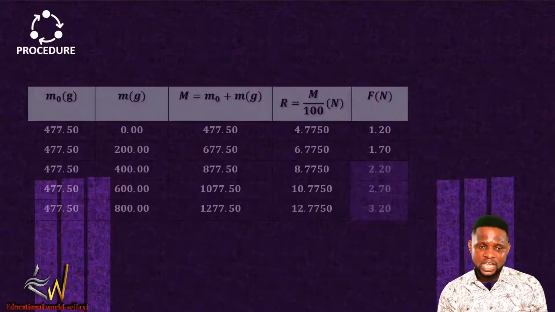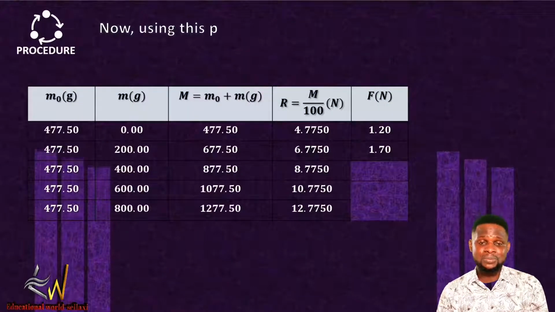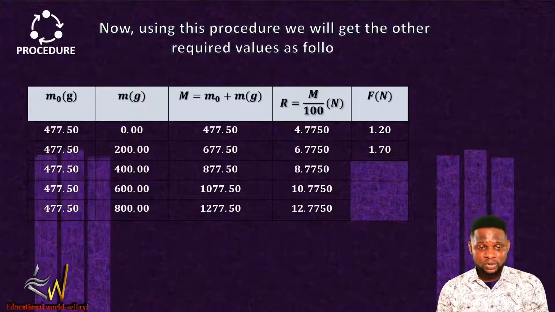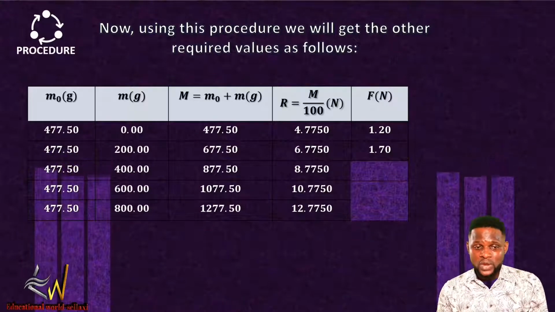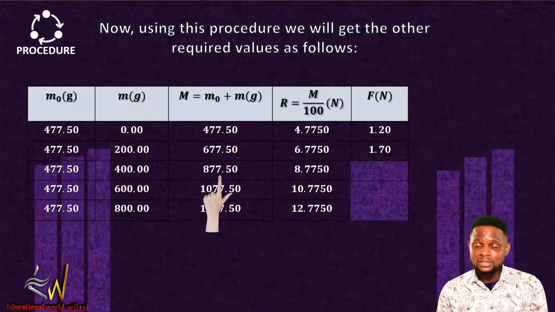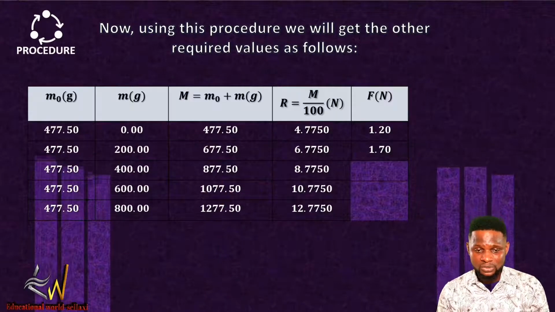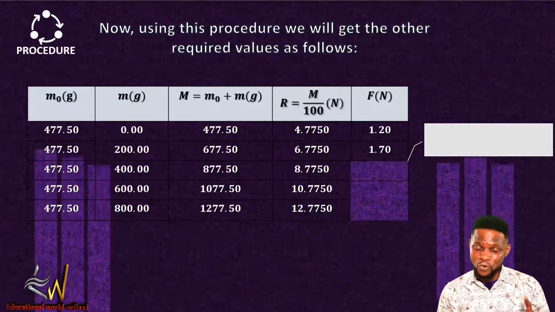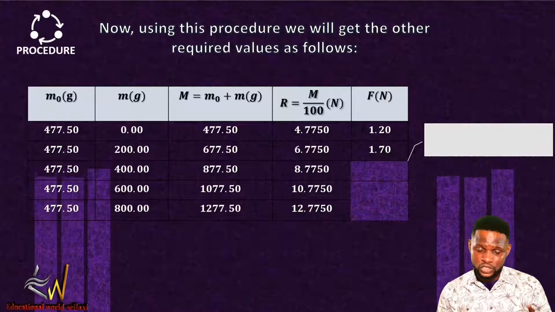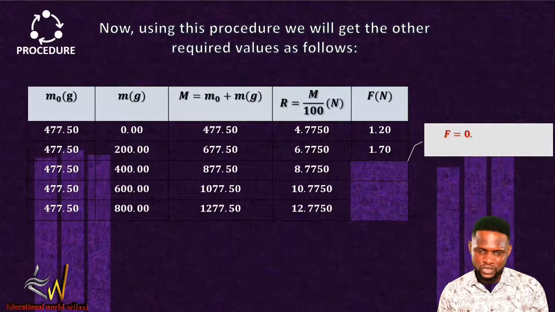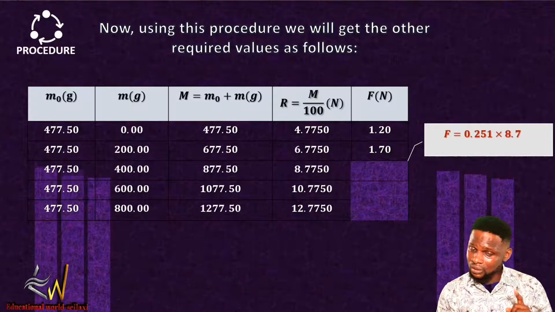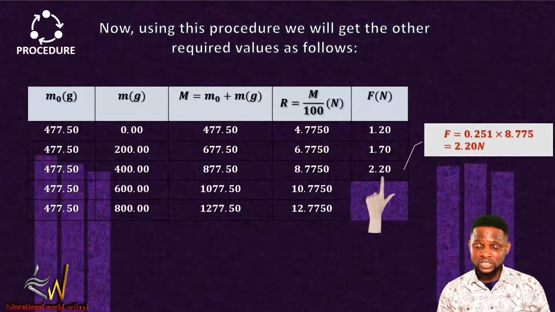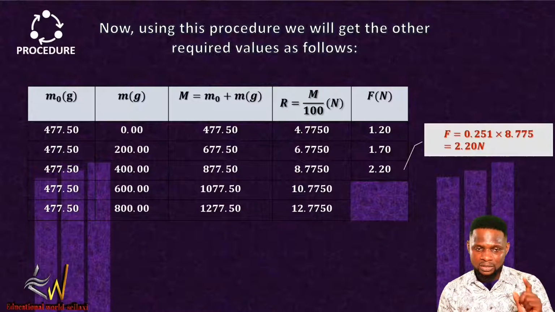So we are going to move ahead. Using this procedure, we can get other values as required. From our table of values, when the total mass is 877.50 grams, what will be the frictional force? Don't forget the formula for the coefficient of friction. So frictional force is equal to the coefficient of friction times the reaction. If we do that, we have our value to be 2.0 Newton when the total mass is 877.5 grams.